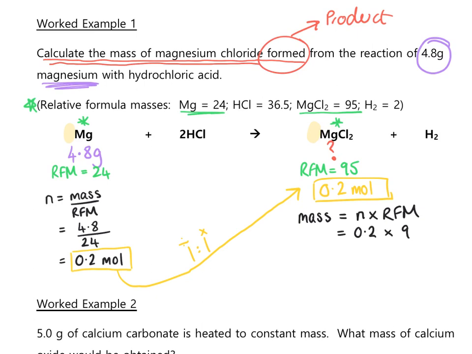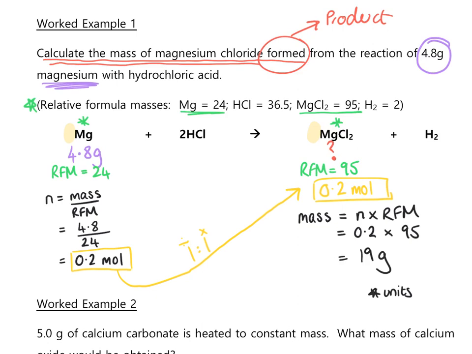My RFM is 95. I put that into my calculator, 0.2 multiplied by 95, and that gets me a mass of 19 grams. Make sure you include your units. And remember, if you've used this equation properly, your units will always be in grams for the mass. So what I've been able to work out from this calculation is that if I react 4.8 grams of magnesium with hydrochloric acid and it reacts fully, then in theory, I should produce 19 grams of magnesium chloride.